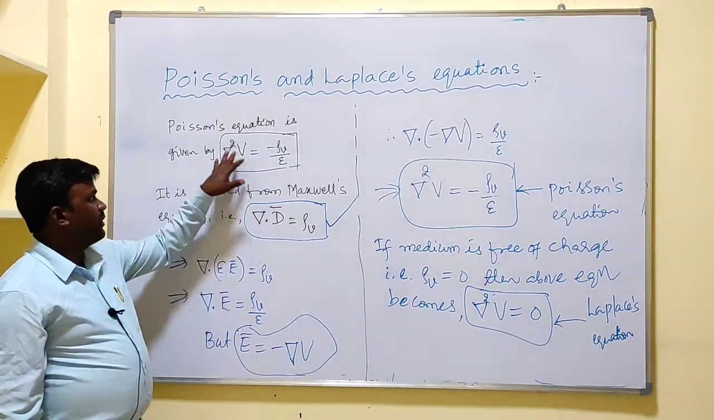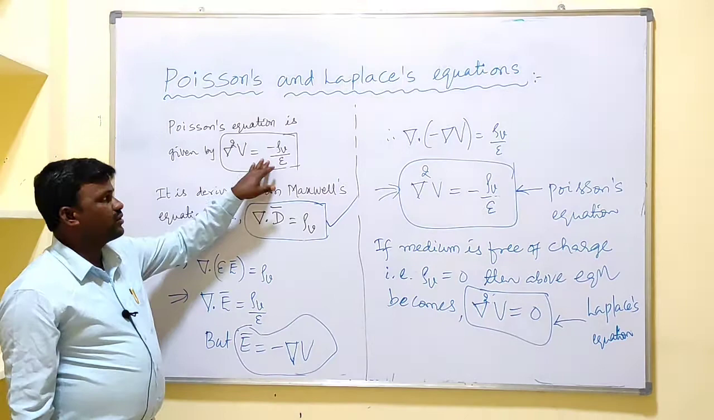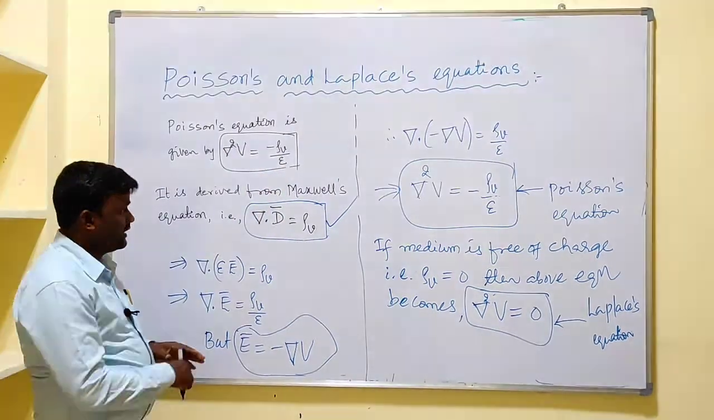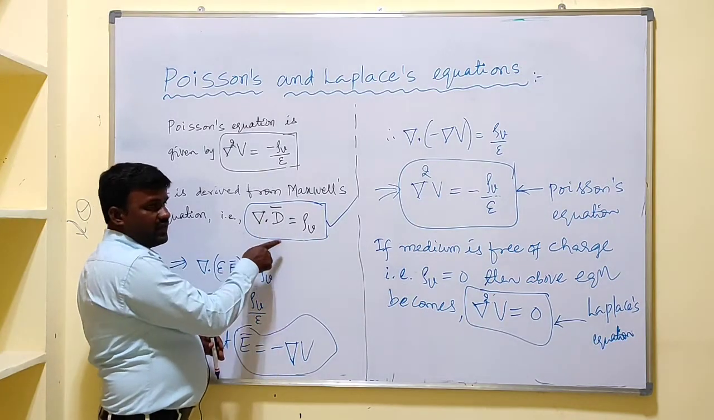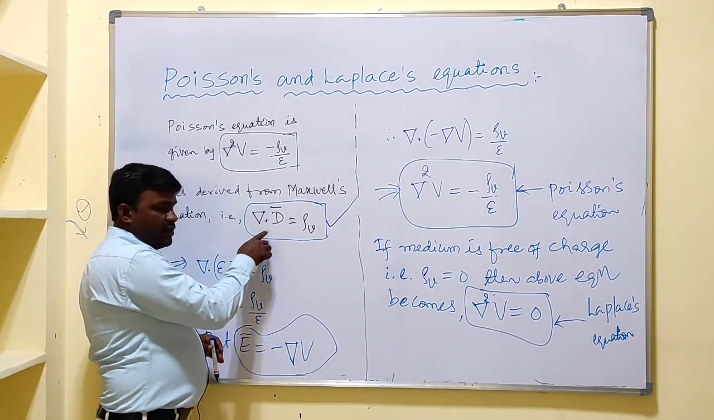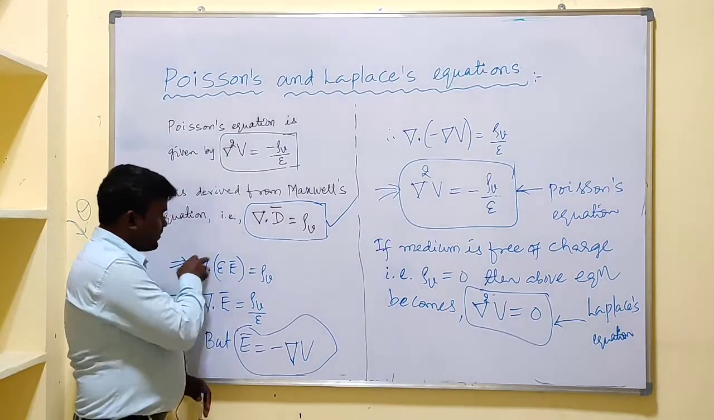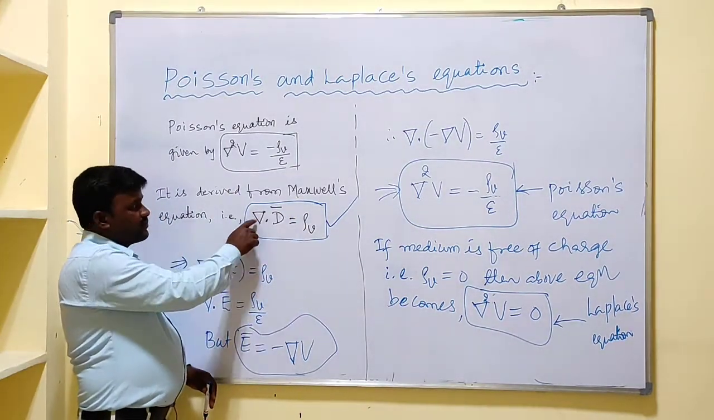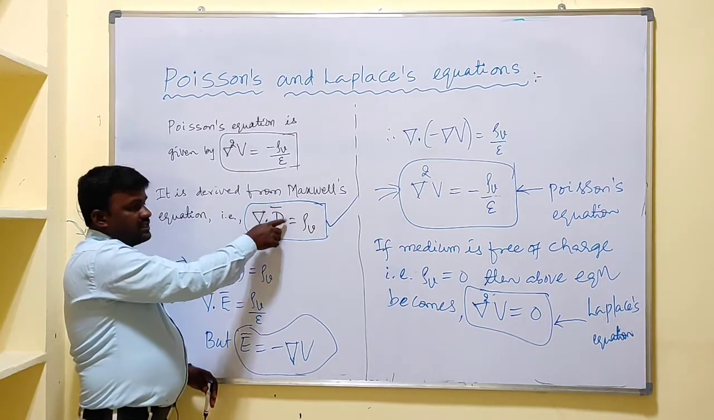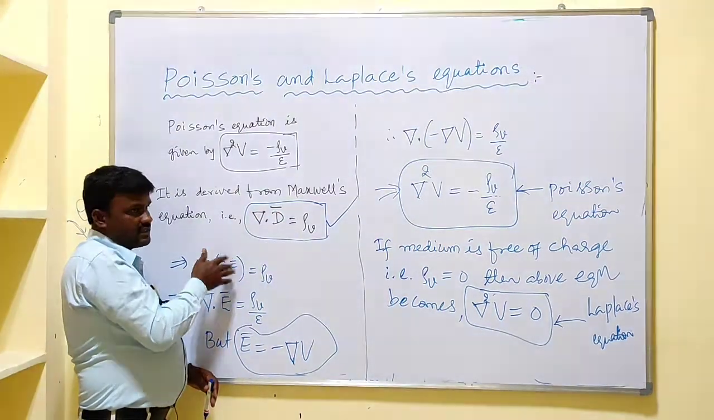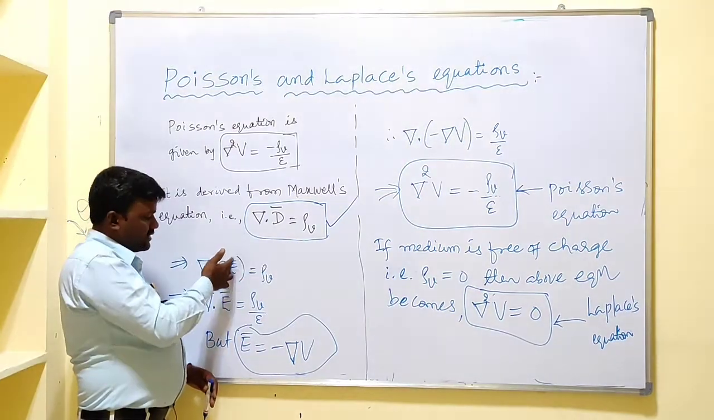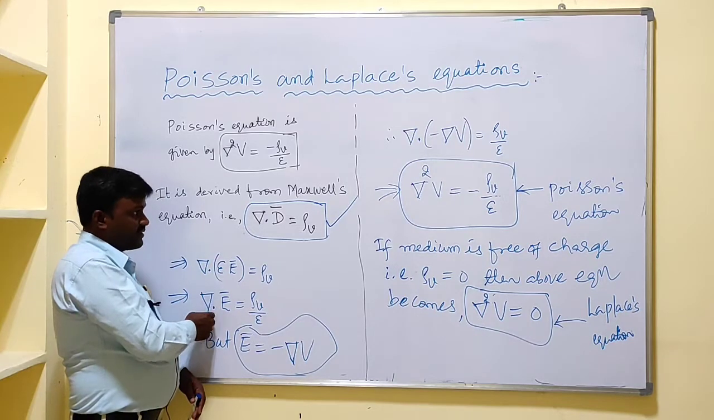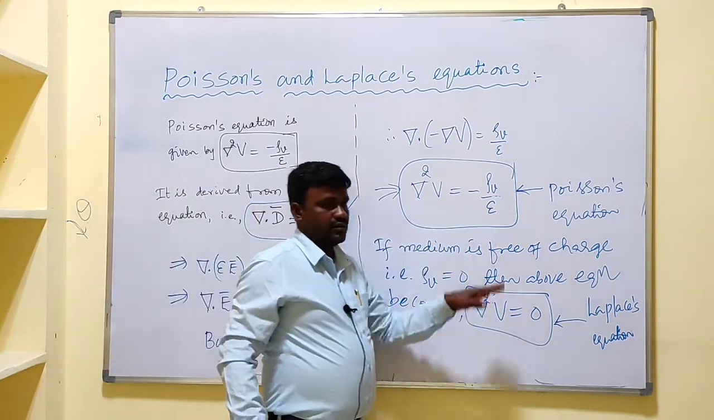Very simple. Poisson's equation is given by del square V equal to minus rho V by epsilon. Here I have two dels, but in the Maxwell's equation we have only one del. So from this equation we need to get del square. First consider this del, and to get another del, write D in terms of E, because E can be written in terms of del, that is E equal to minus del V. Substitute that in this expression and we get del square V equal to minus rho V by epsilon.